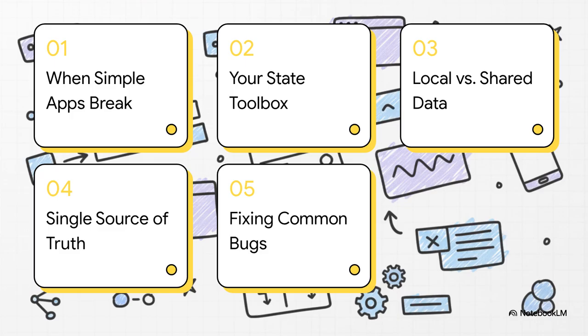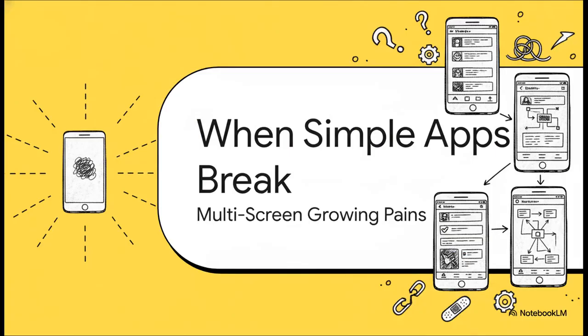And here's our game plan to get you through it. First, we're going to diagnose exactly why those simple apps start to break. Then, we'll open up our state management toolbox, the essential tools SwiftUI gives us. We'll nail down the most critical distinction, local versus shared data. Then, we'll get into the golden rule for stable apps, the single source of truth. And finally, we'll take all that theory and use it to fix the most common state bugs you're going to see out there.